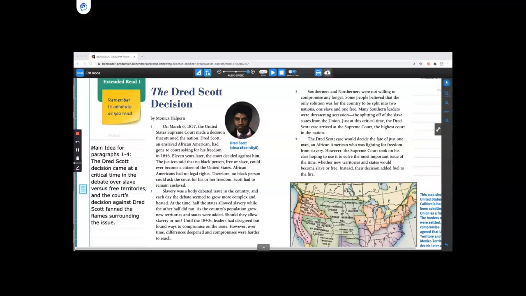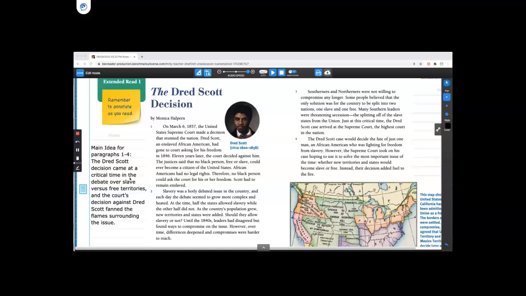That is the most important idea for readers to understand while they are reading paragraphs 1 through 4. That the Dred Scott decision came at a very critical time in the slave versus free debate. And the court's decision fanned flames surrounding the issue. That means that it made things more intense. Okay, the argument about whether or not territories should be able to have slaves or everyone should be free. So we are going to go through and find which details are the need to know details here. Which details are key details in understanding this main idea.